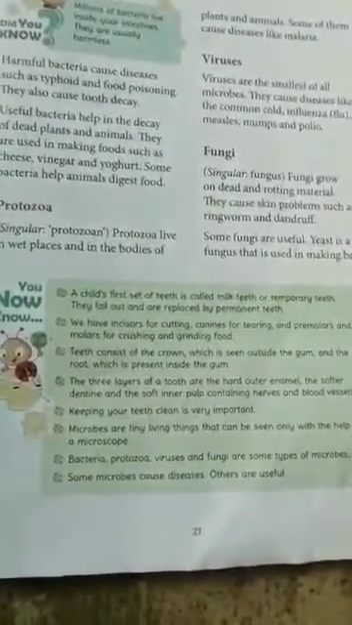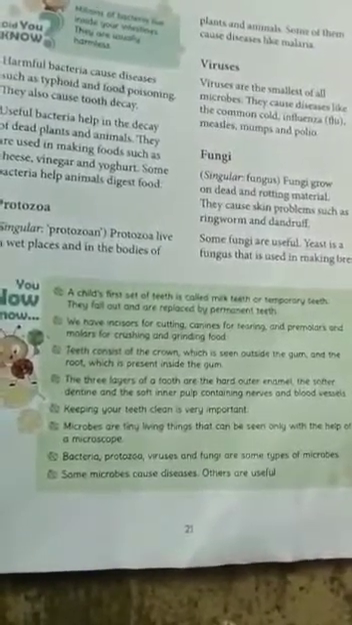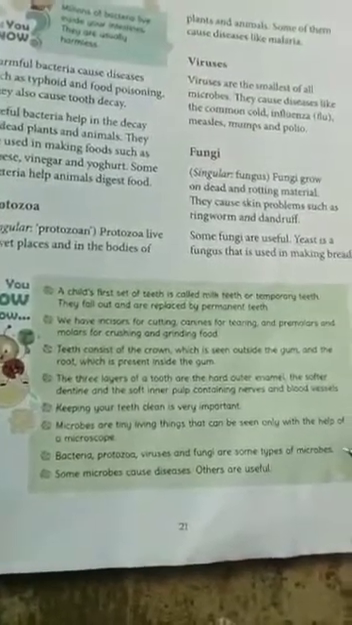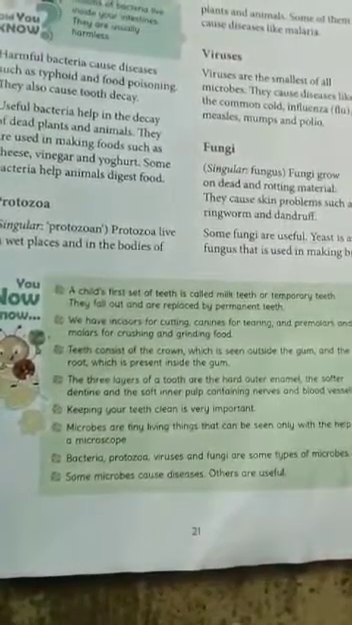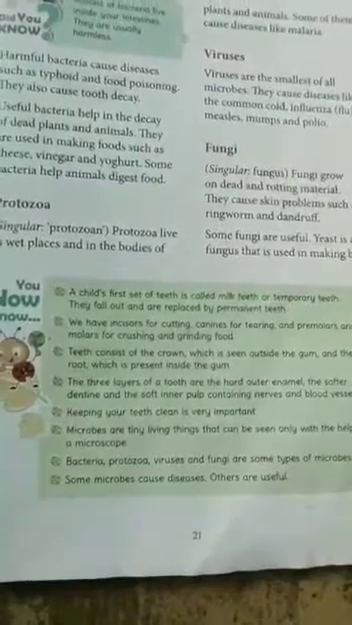Microbes are tiny living things that cannot be seen with naked eyes. Bacteria, protozoa, viruses, and fungi are some types of microbes. Some microbes cause diseases. They are called germs, whereas some others are useful for us.